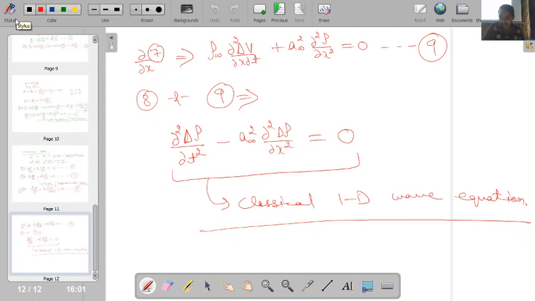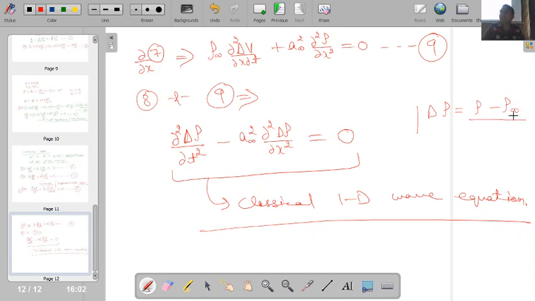In the previous lecture, we started our discussion on the propagation of waves, and the last equation we got was del square by del t square of delta rho minus a infinity square del square by del x square of delta rho is equal to 0, where delta rho was our quantity rho minus rho infinity.